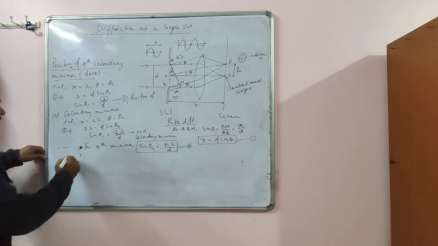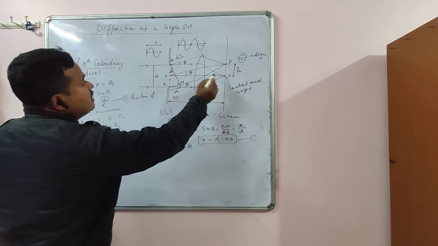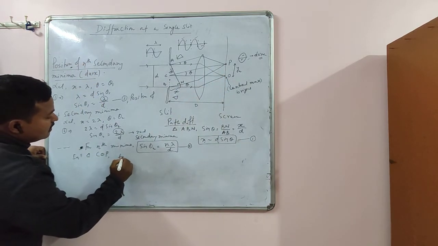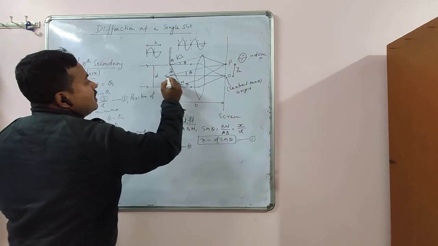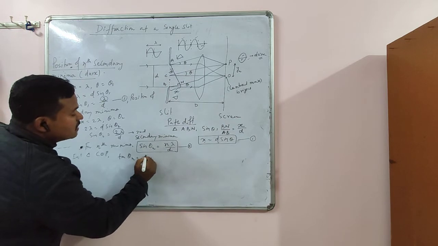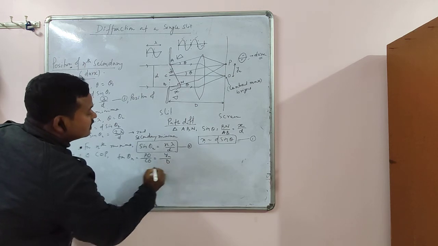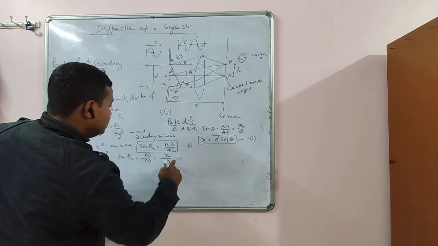Again, in triangle COP, you can write tan theta n. For the nth, tan theta is perpendicular by base, so it is PO by CO. Now PO is Yn, and CO is D. So from here you can write tan theta is equal to what?